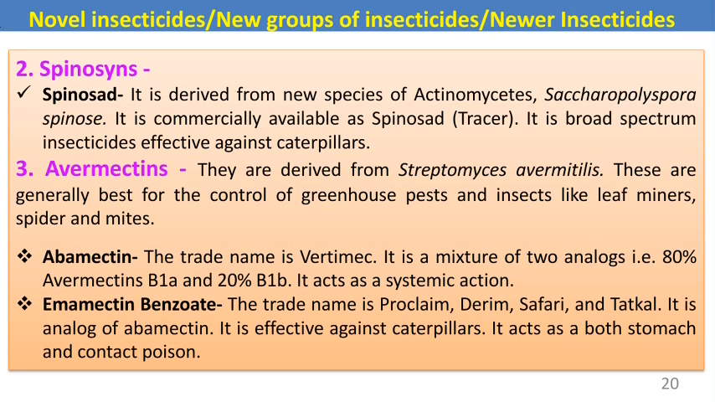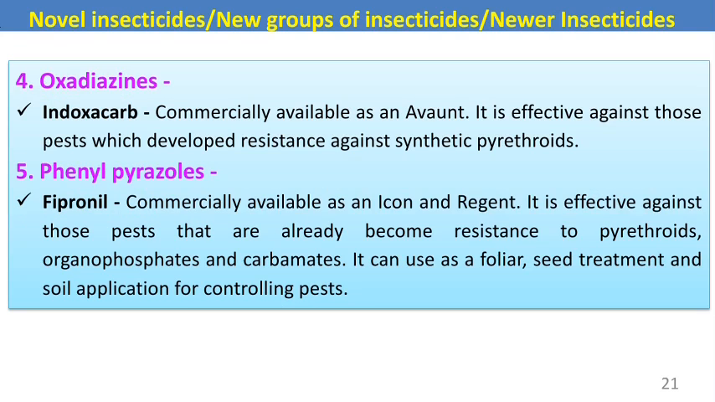The next novel insecticide is the spinosyns. It is isolated from the actinomycete Saccharopolyspora spinosa, and commercially available as spinosad, and it is a broad spectrum insecticide against different caterpillars. The next category is ivermectin, also derived from Streptomyces avermitilis, and this is usually used against leaf miners, spiders, and mites. These avermectins include abamectin and emamectin benzoate.